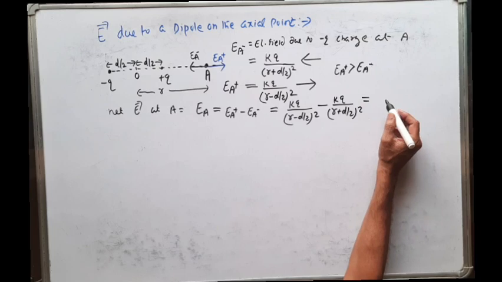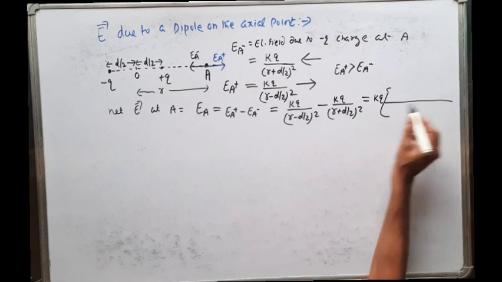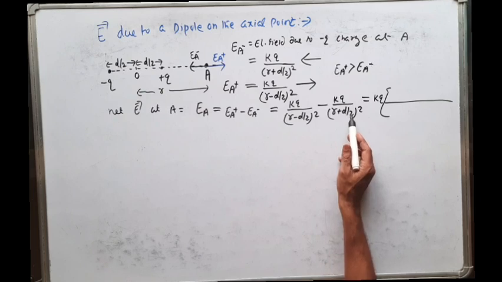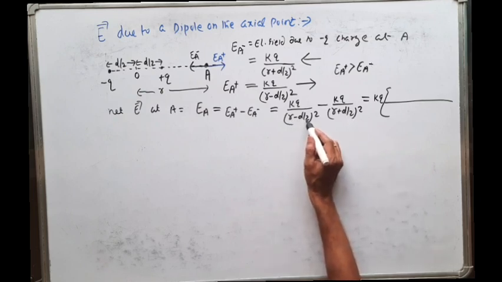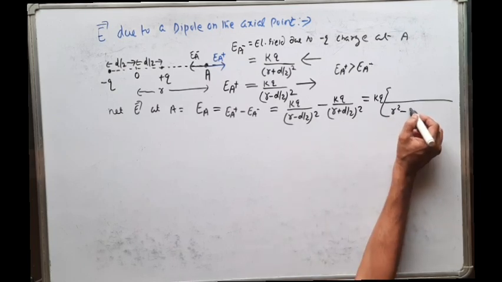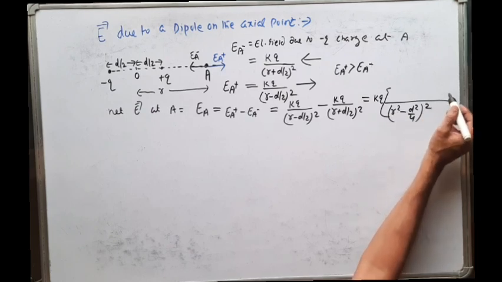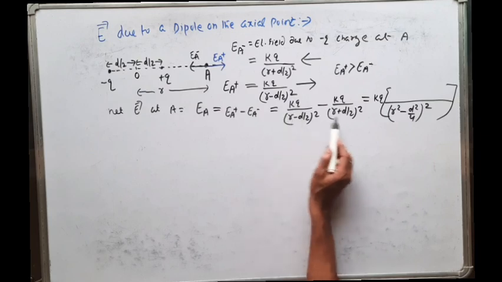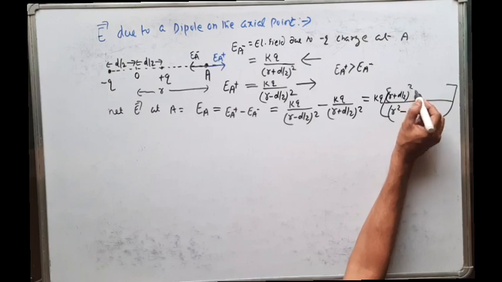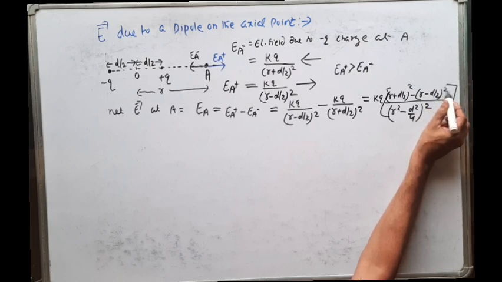Now if we take the sum, take KQ common, and the LCM is: a minus b whole square times a plus b whole square, which equals a square minus b square, whole square. So that is r square minus d square by 4, whole square. Here KQ is common, so we have r plus d by 2 whole square minus r minus d by 2 whole square.